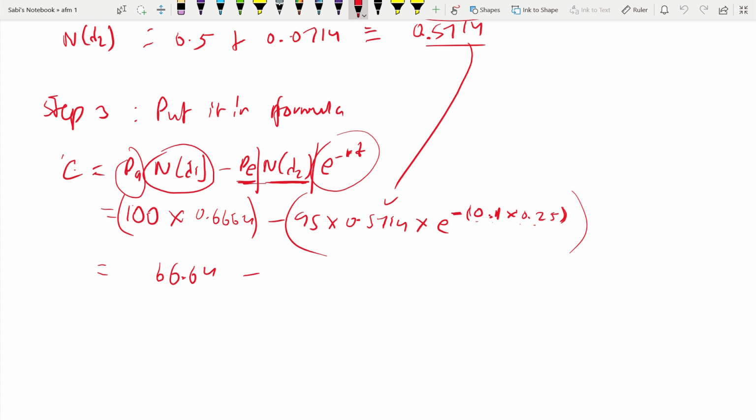If you are not able to get the e in your calculator, press shift and the logarithm sign. You will get e, and automatically the power is there. So you just have to put a minus sign, minus 0.1 only once, minus 0.1 into 0.25, and close the bracket. Automatically the bracket will start, and it will be given as a power.